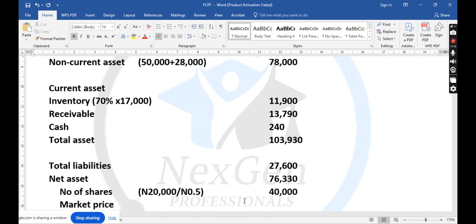What is the market price? 91 kobo. 1 naira, 91 kobo. 91 kobo.